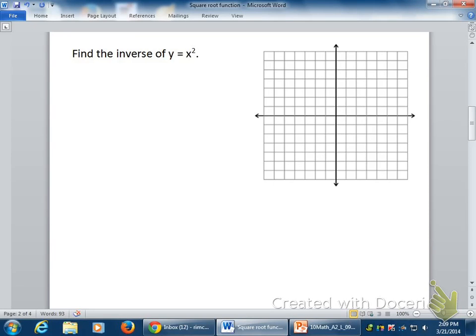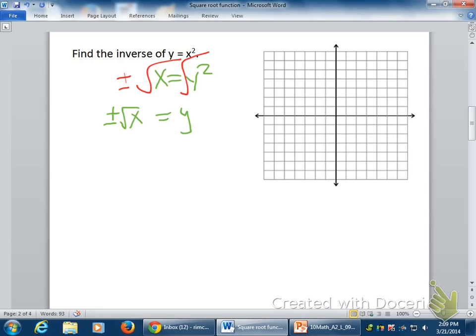Okay, so we switch the x and the y, and then we solve for y. So you take the square root of both sides. And when you take the square root of both sides, you end up having to do plus or minus, right? So we recognize that the inverse function is going to be plus or minus the square root of x.